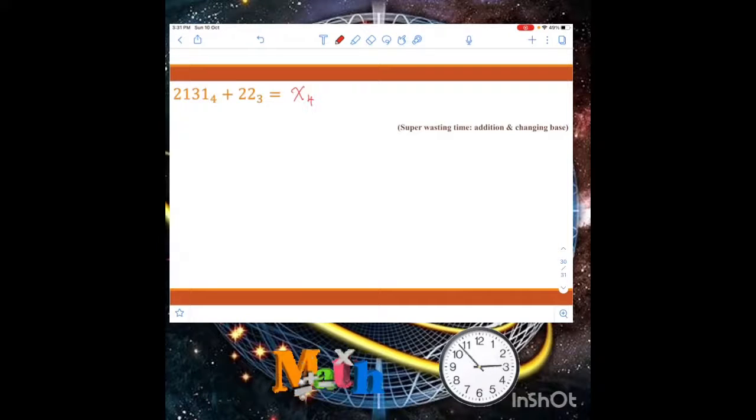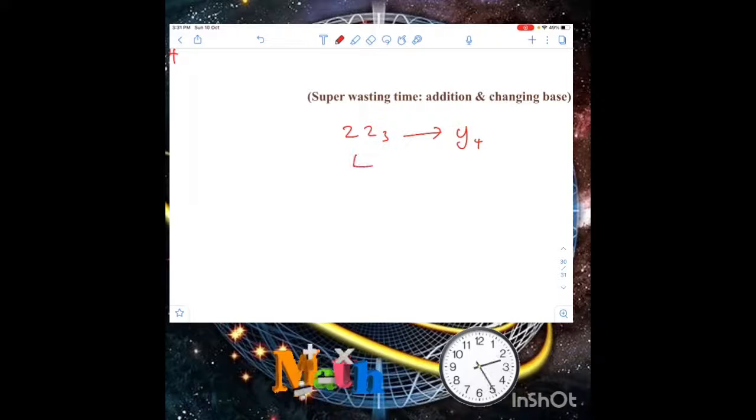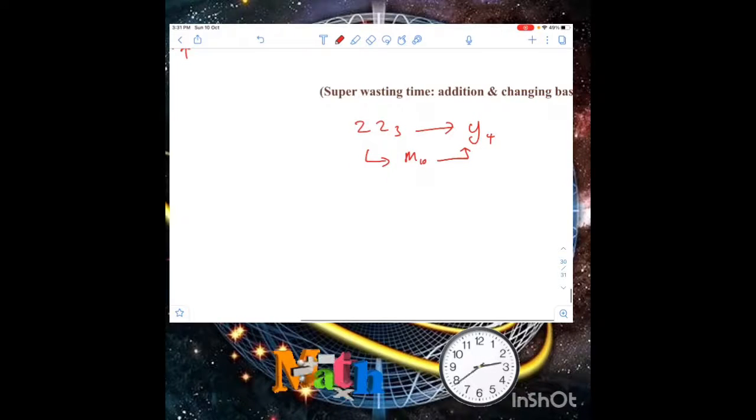So what we can do here is, since we have a number in base 3, before we can add these two numbers together, the first thing we need to be sure of is that the two numbers must be of the same base. So we need to convert 22 base 3 into a number of base 4. How to convert 22 base 3 into base 4? First of all, we need to find the number in base 10. Then we have to do division and get the number in base 4. So how to get the number in base 10? We will use the method of number value.